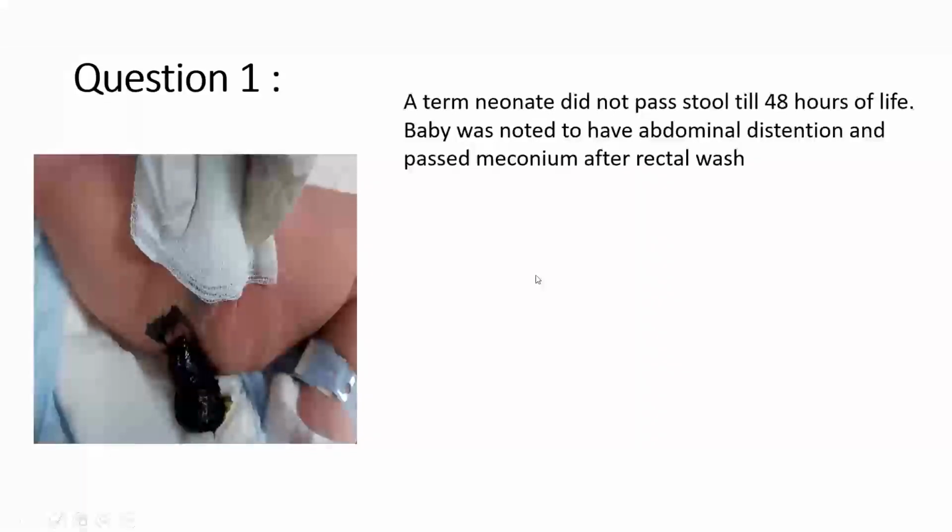So, this is a term neonate who did not pass stool till 48 hours of life. Baby was noted to have abdominal distension and pass meconium after rectal stimulation and washout. So the question is, what are the differential diagnoses? You can put your answers in chat box, then I will go to the next question on this.